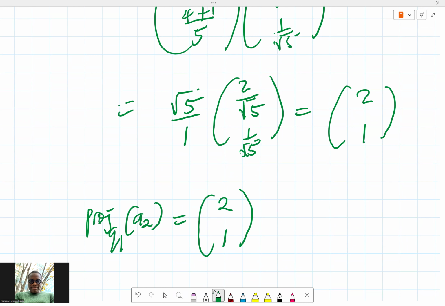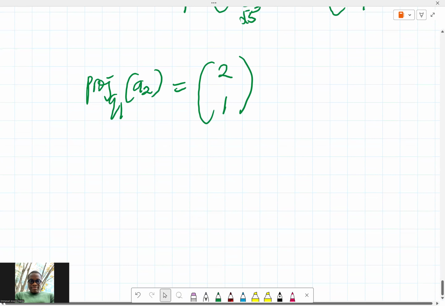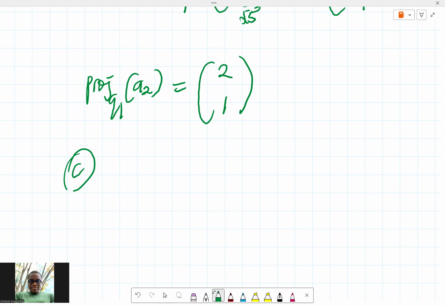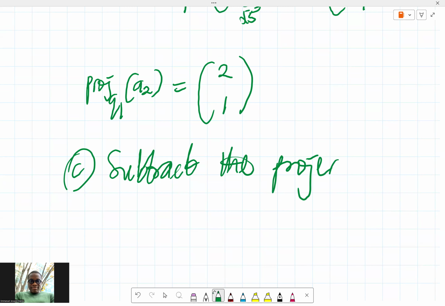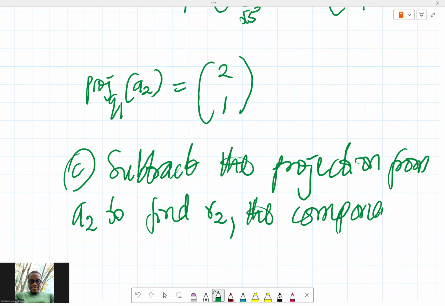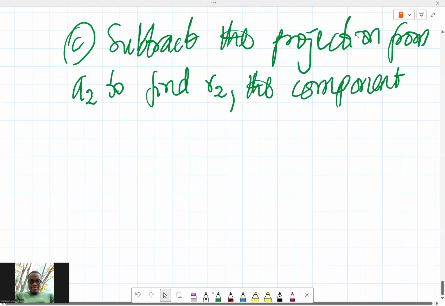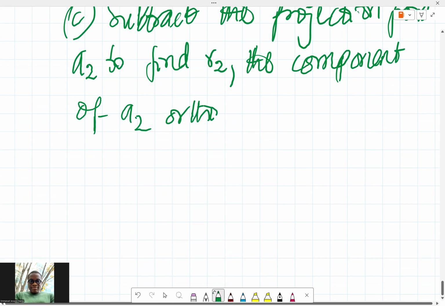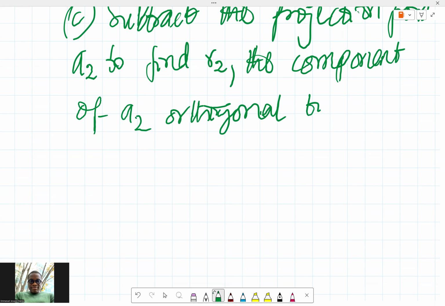So we have that. Still talking about this, under step 2, under the sub step 2, now we have the next one, which we can call C. So now we want to subtract the projection from A2 to find R2. And R2 is the component of A2 that is orthogonal to Q1.